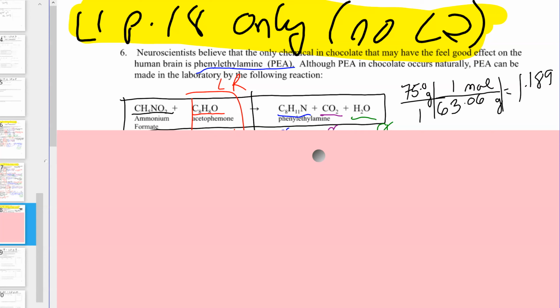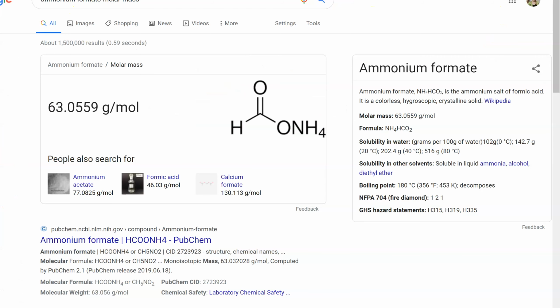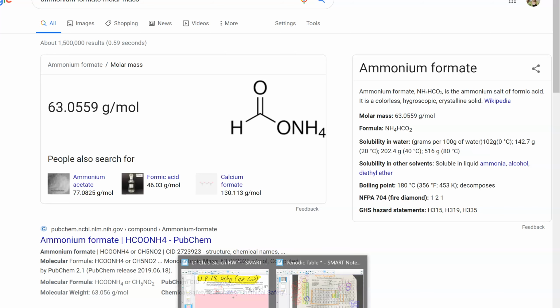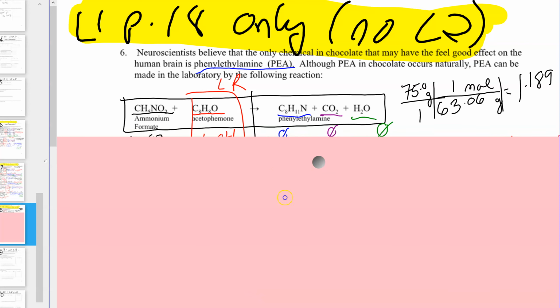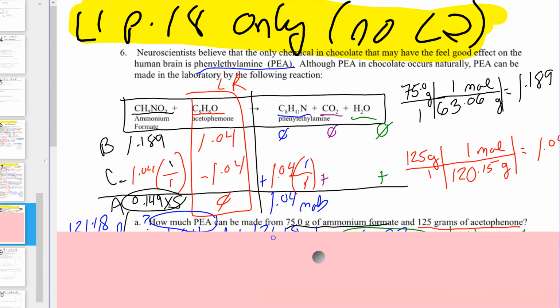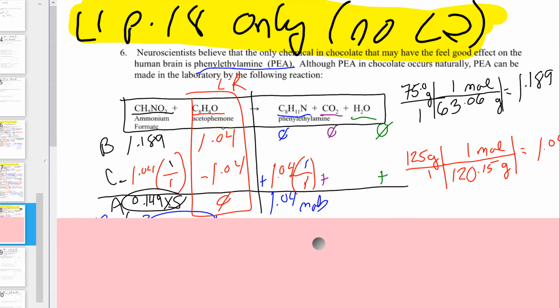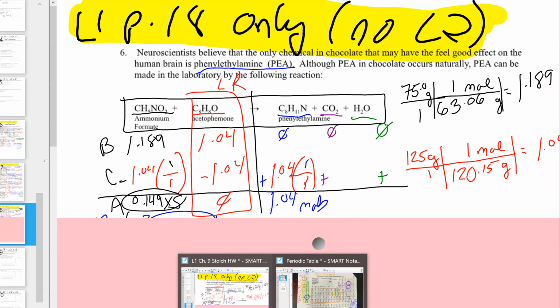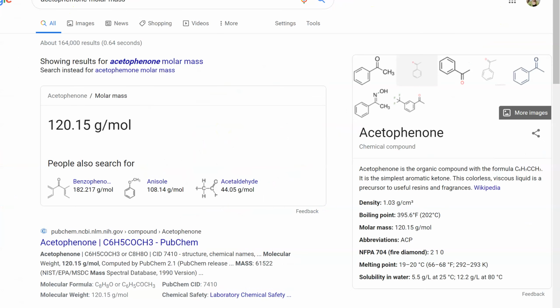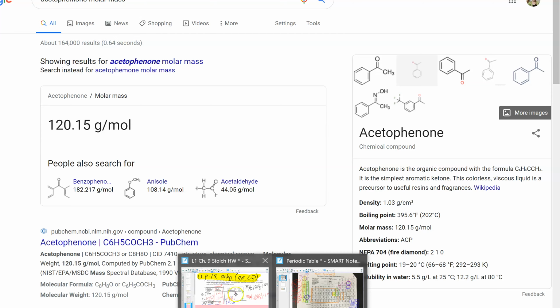Okay, let's check your work and see how you did. So ammonium formate, molar mass should be 63.06. How do I know that? Well, Google told me, and I rounded to our correct number of sig figs from our periodic table, which would be right there. Okay, and then also, what's the molar mass of the acetophenone? Well, Google can tell you that one too, but do use your periodic table.